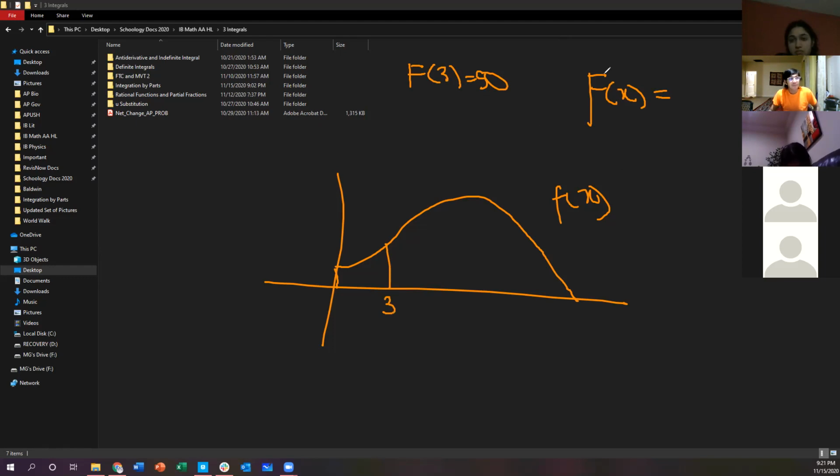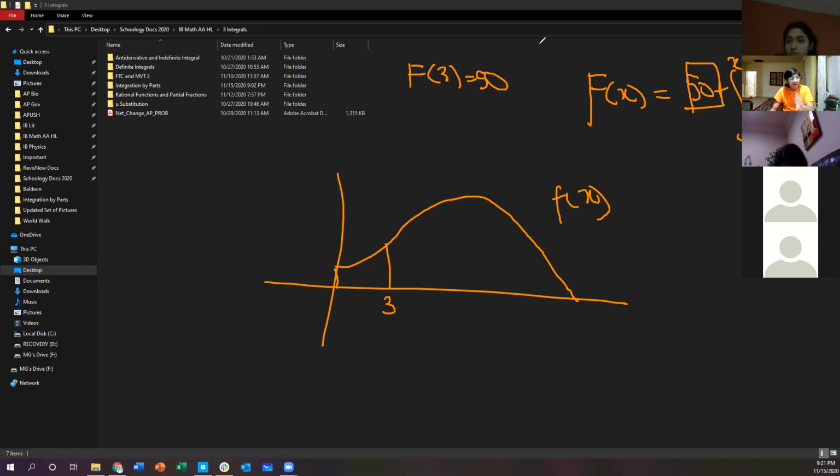That means capital F of x is equal to f of 3, which is 50, plus the integral from 3 to x of f of t dt. This is what you need to remember. Think about it visually. I'm starting off at a certain value, like f of 3 is 50. Then I take the net accumulation of change from that x value to whatever, this way or this way.